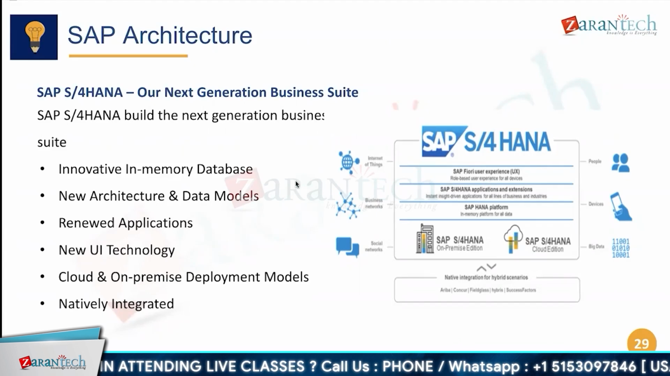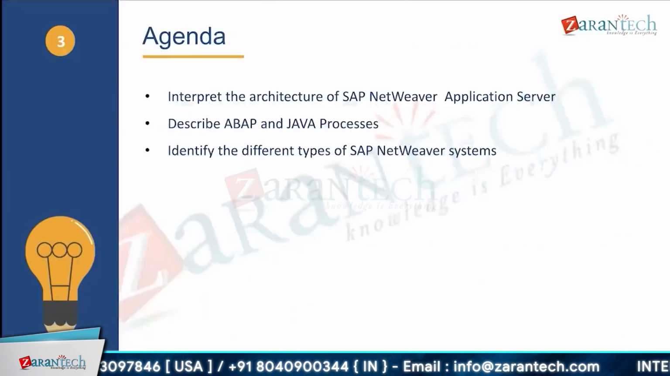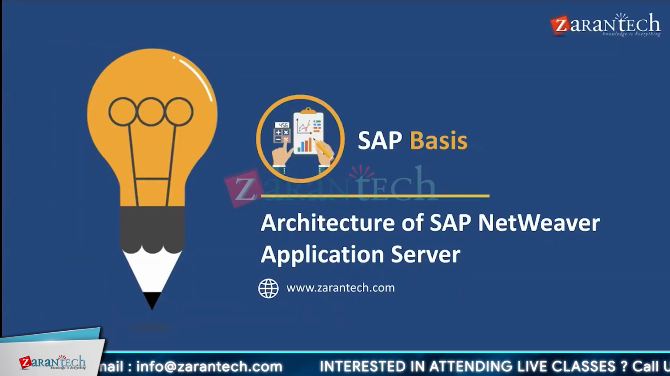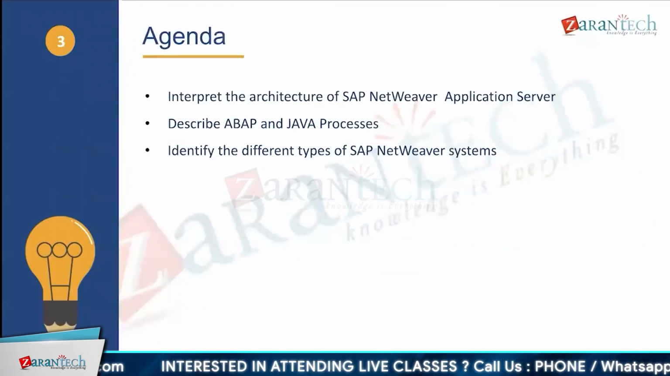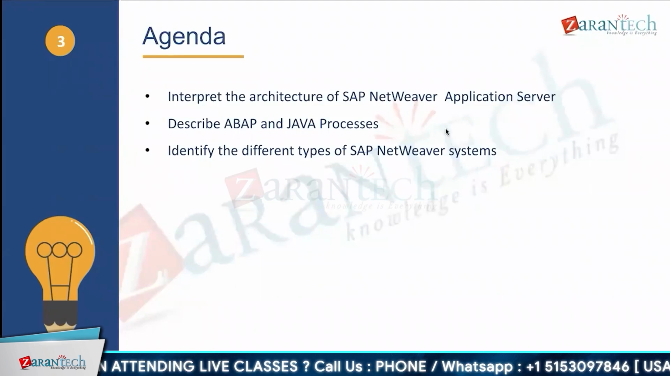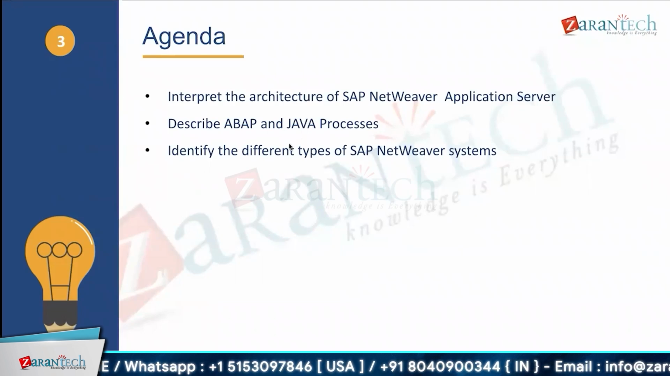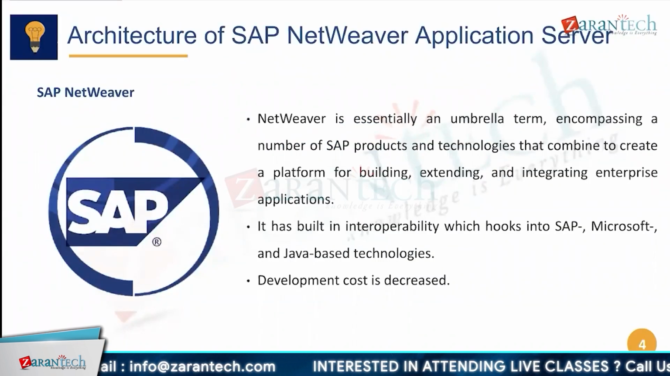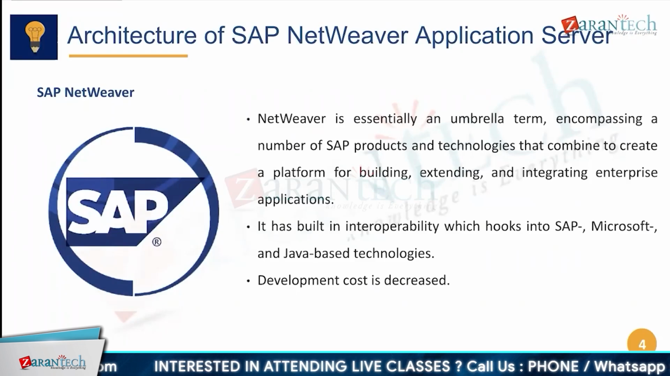So now you understood SAP's architecture, business suite, NetWeaver, what an SAP system is, and SAP S/4HANA architecture. Now we are going to talk about the NetWeaver architecture of the SAP NetWeaver application server. Okay. So disclaimer and then agenda in this module. We're going to talk about the NetWeaver application server's architecture, the ABAP and Java processes, and identify the different types of NetWeaver systems, which are Java and ABAP only. Fine. As I explained clearly, NetWeaver is a platform where you can develop in Java, and it also has integration capabilities where you can integrate non-SAP applications.